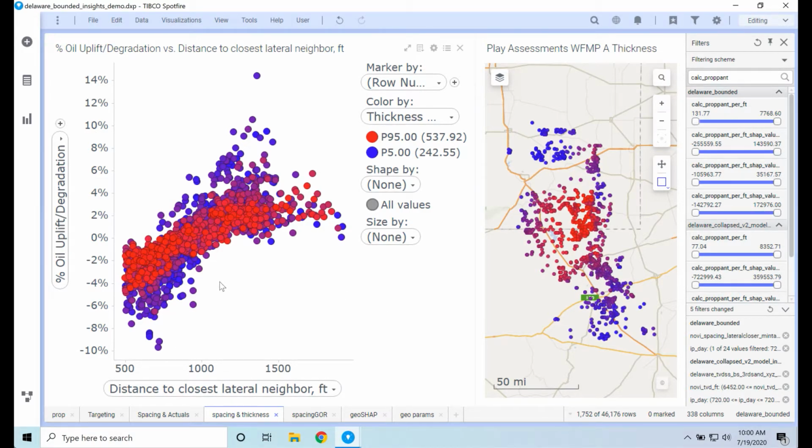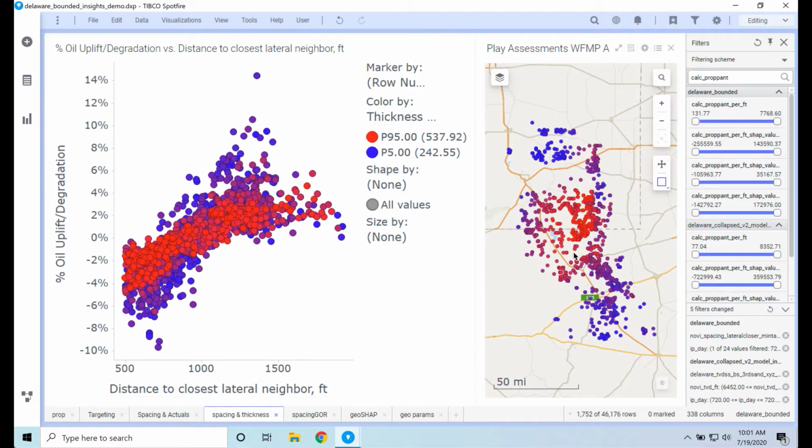And the model is essentially saying there's an interaction between the thickness of the Wolfcamp, which is a good proxy for the thickness of the entire column or the thickness of whichever formation this was targeting, and the Shapley value, or the model's view on the degradation as a result of the spacing. So if you're in a thin part of the basin, you're going to get more spacing degradation than if you were in a thicker part of the basin.